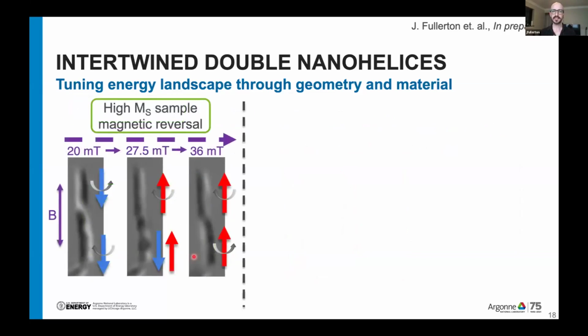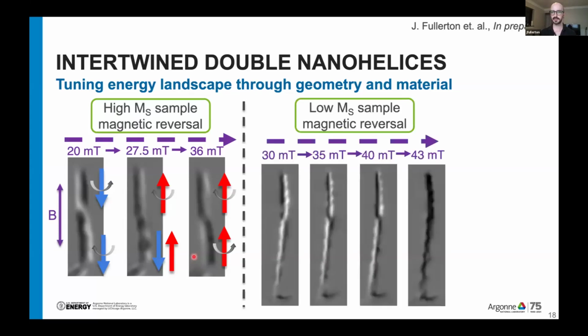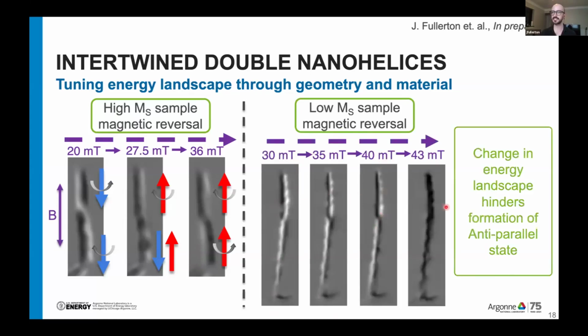So we can then contrast this reversal with our lower MS sample, where we're really strongly favoring that vortex state. And if we pick out the area where the structure reverses, we see essentially no intermediate states form, and we just have a very quick reversal to saturation. So we can see this change in energy landscape hinders the formation of an anti-parallel state. So we're really able to tune what magnetic states appear in our system, and we can control, or we can favor the formation of certain states, or we can hinder those formations as well.